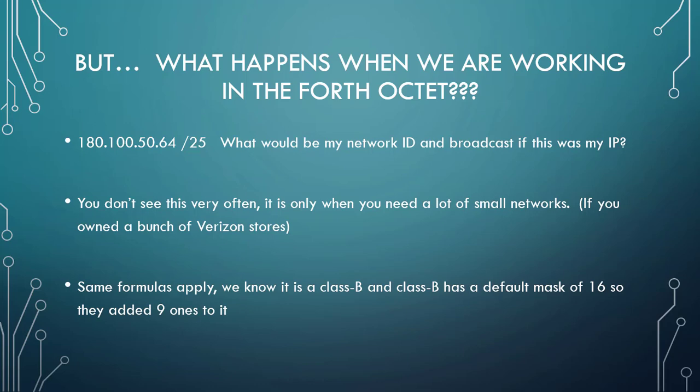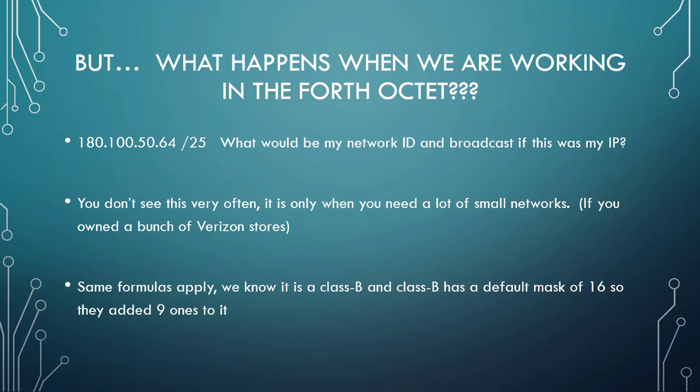But now here's where things get really weird. What if we're in a Class B, but we're actually working in the fourth octet? Now, you don't see this very often, and you probably will not see an exam question like this on the CCNA. And again, you only see this if you need a lot of small networks. So think about a franchisee that has 500 McDonald's stores, or 500 Verizon stores. A Verizon store only has a few PCs and then things that need IP addresses. A McDonald's only needs one public IP address, but it would need a few internal IP addresses for the different cash registers and stuff. So the same formula applies.